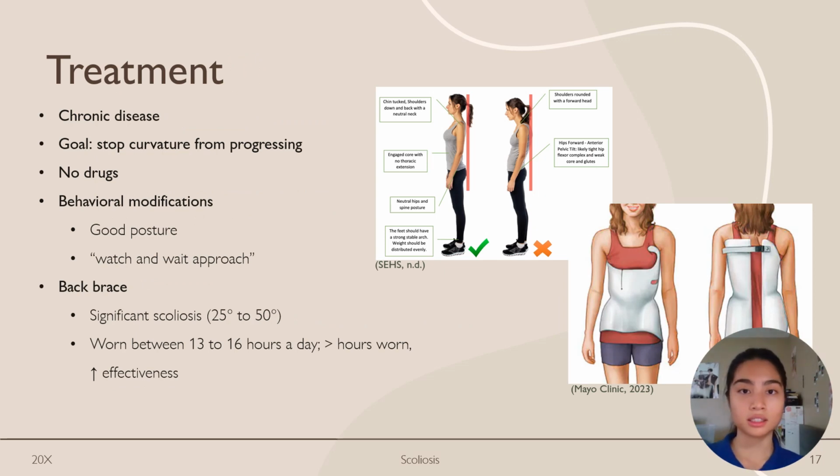Scoliosis is a chronic disease. There are no drugs to help fix the curve. However, the goal is to stop the curve from progressing more. Treatment includes behavioral modifications, such as good posture, and the watch-and-wait approach to check if the curvature gets worse. A back brace is used if the scoliosis is significant, to help change the posture to an upright position.